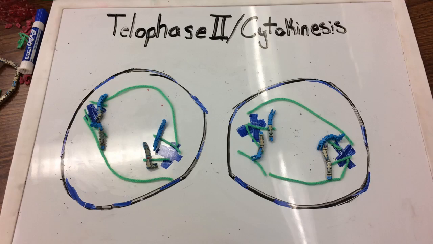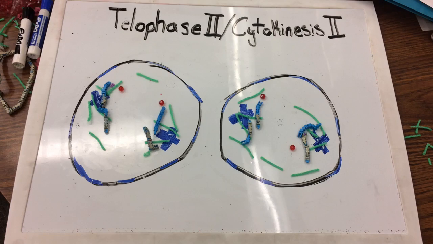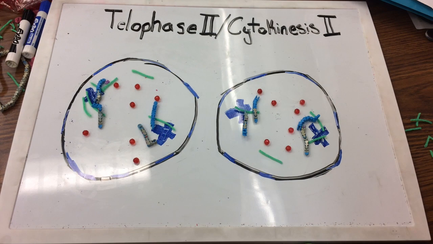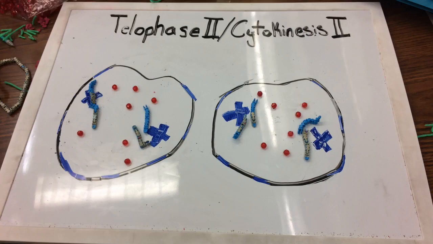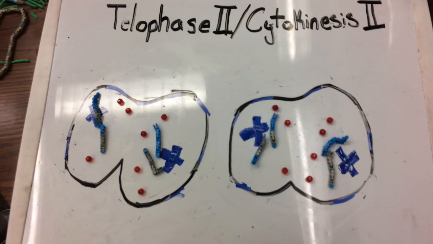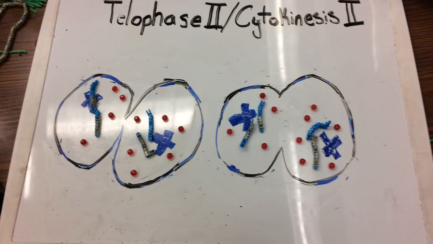In telophase 2, the nuclei form, the spindle fibers disintegrate, and the chromosomes decondense. Also in telophase 2, the cleavage furrow begins to form. By the end of telophase 2, the nuclear membrane has begun to reform.